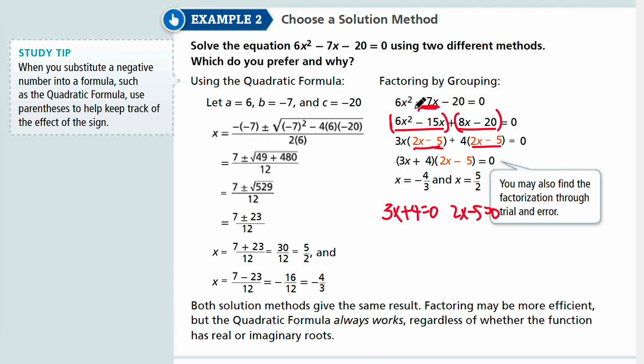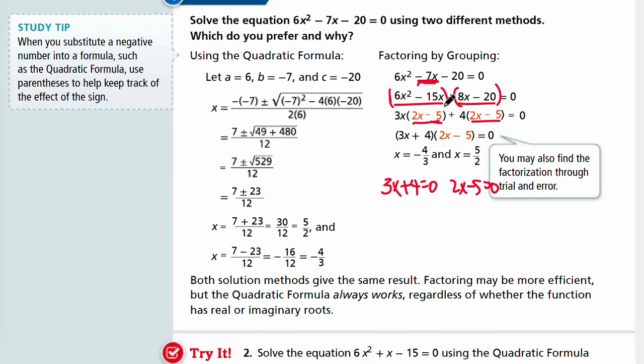So if you try to factor by grouping and it doesn't work, use the quadratic formula. If you try the quadratic formula and it's too crazy, use factoring by grouping. Okay? But the quadratic formula always works. Factoring by grouping does not always work, but it may be more efficient when it works. But you need to know both ways, okay?